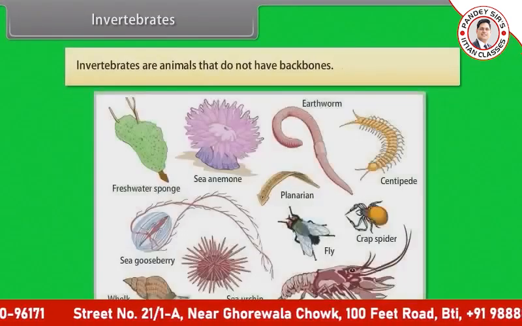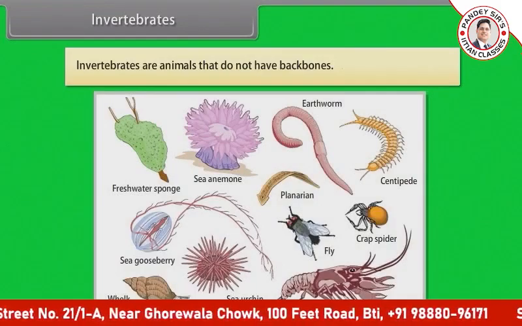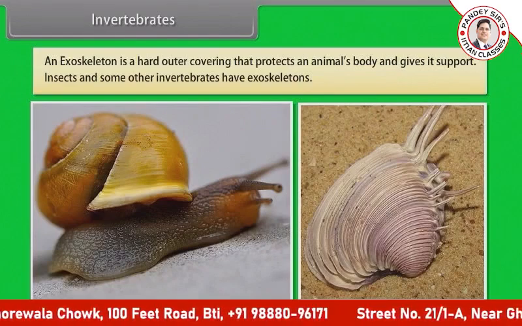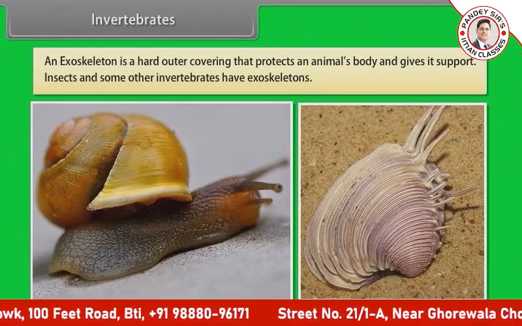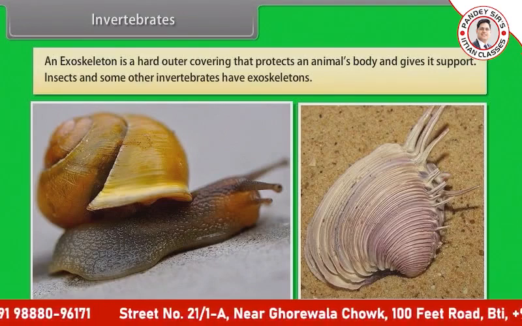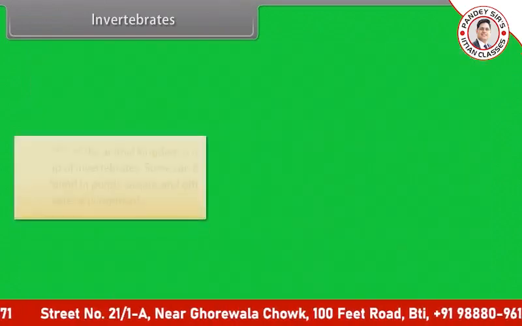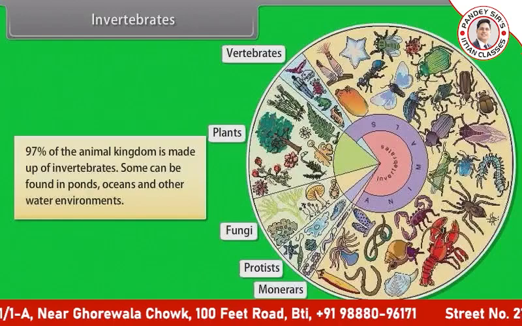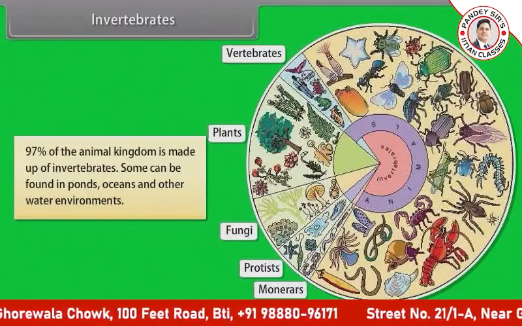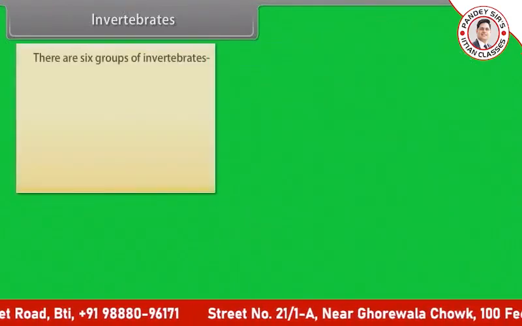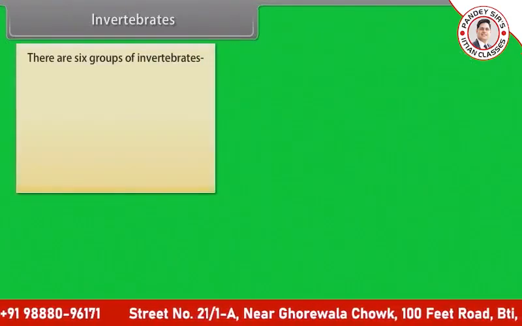Invertebrates. As we have already said, invertebrates are animals that do not have backbones. An exoskeleton is a hard outer covering that protects an animal's body and gives it support. Insects and some other invertebrates have exoskeletons. 97% of the animal kingdom is made up of invertebrates. Some can be found in ponds, oceans, and other water environments.